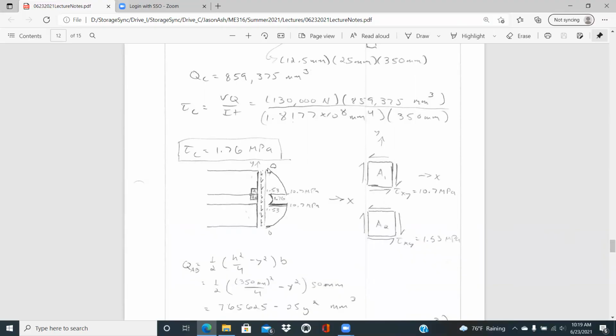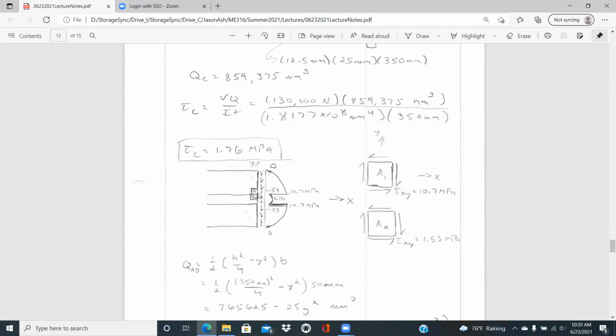And so we can plot what that shear stress distribution looks like for that section. And for that top half, it goes up to 10.7 megapascals where it meets that horizontal point, and then it drops off to 1.53 as it goes through that wider section, and then it expands back again in a second order fashion up to 1.76 megapascals, and then it's just symmetric.